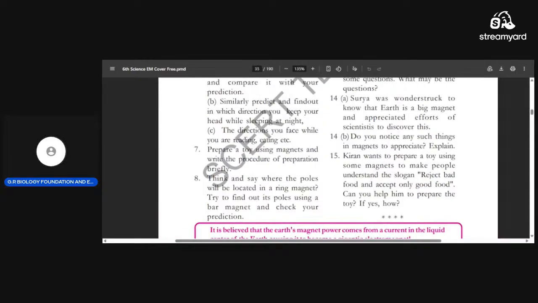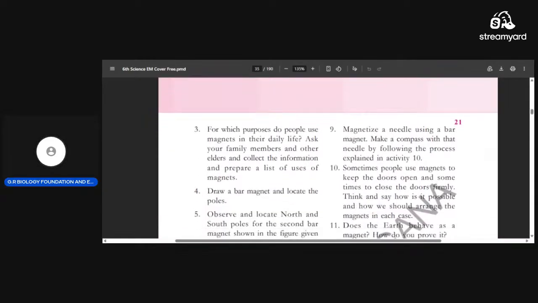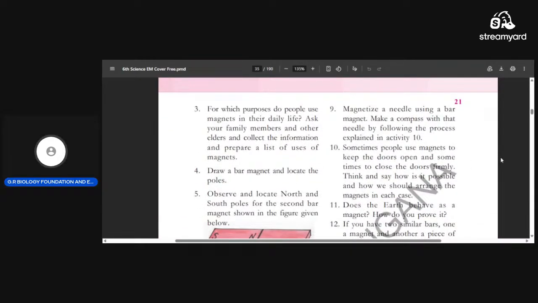Next, we are going to discuss about magnetizing a needle. Magnetize a needle using a bar magnet. Make a compass with a needle by following this process. Explain. So you have to make your own magnetic compass.